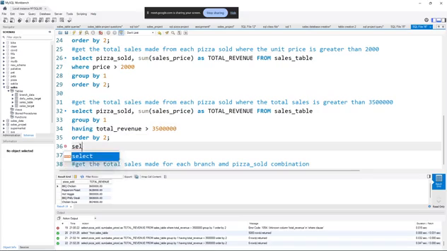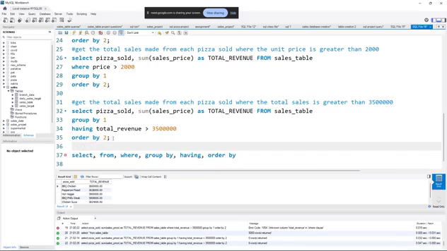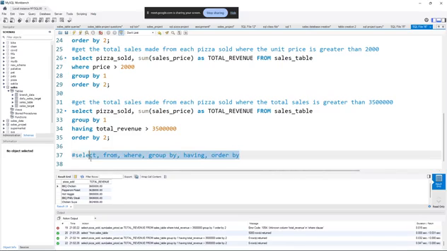You have your select, followed by from, you choose your table, followed by where, followed by what? Group by, followed by what? Having, followed by what? Order by. So this is the whole thing. Just note that there are cases where you can use where and having together.